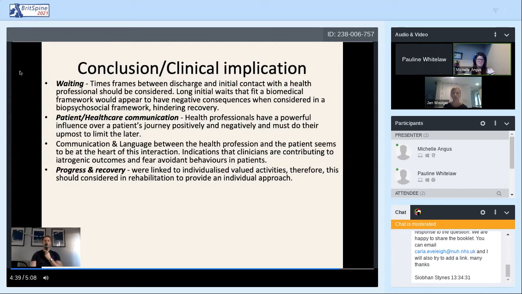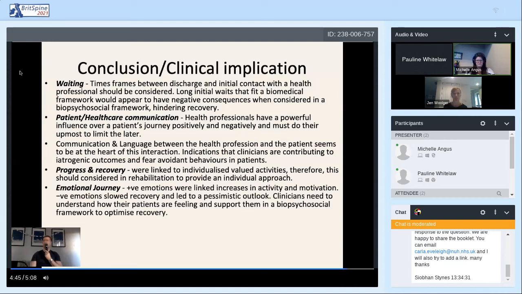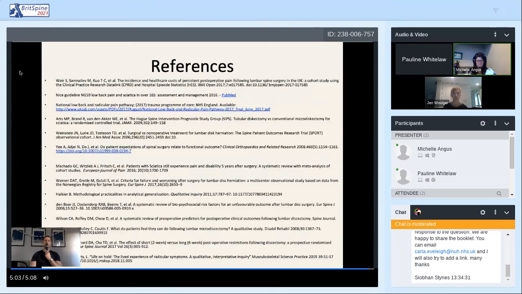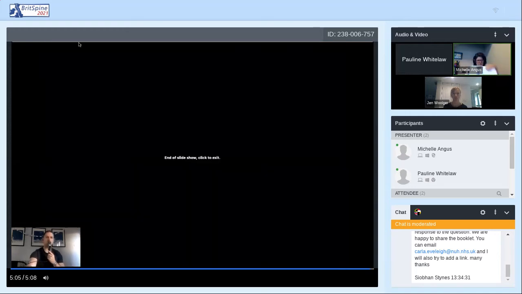Progress and recovery were linked to individualised valued activities. Therefore, this should be considered in rehabilitation to provide an individual approach. Positive emotions were linked to increase in activity and motivation. Negative emotions slowed recovery and led to a pessimistic outlook. Clinicians need to understand how their patients are feeling and support them in a biopsychosocial framework to optimise recovery. Here are the references and any questions.